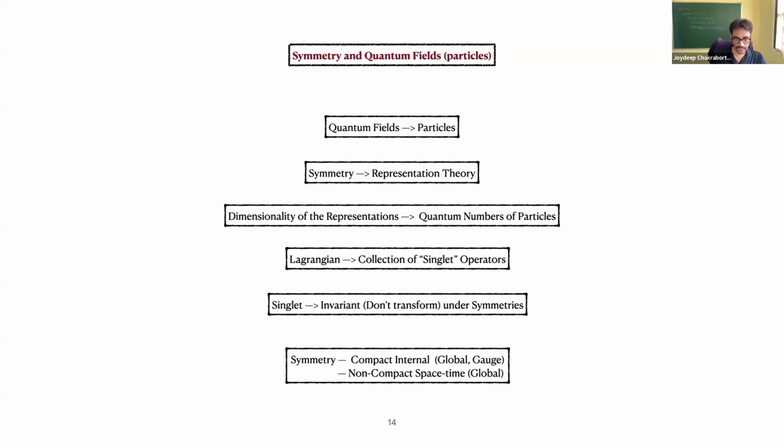And singlet implies that all the terms are invariant under each and every symmetry you are imposing. And what kind of symmetries will we be talking about? We'll talk about the internal symmetries, which are either global or gauge. I'll talk mostly about the internal symmetries which are compact and connected. And then I'll have the space-time symmetry, which is non-compact. I will restrict the discussion to 3+1 dimensions. So this is mostly the Lorentz group I'll be talking about.